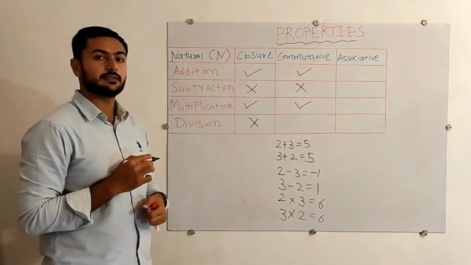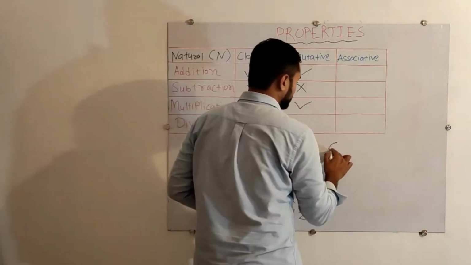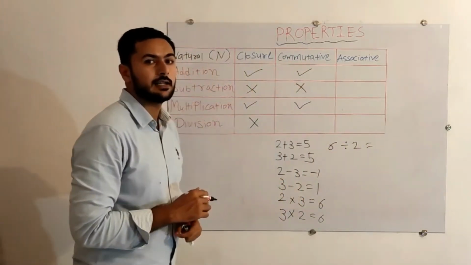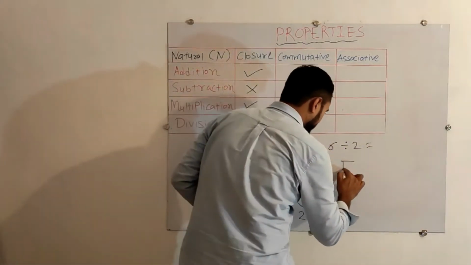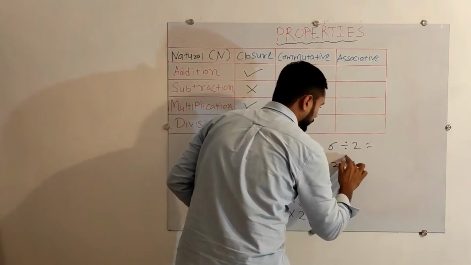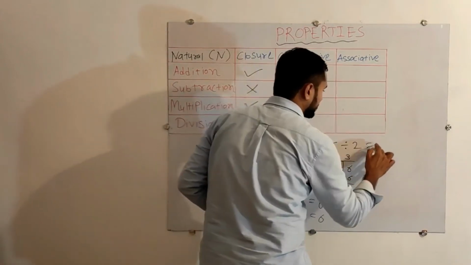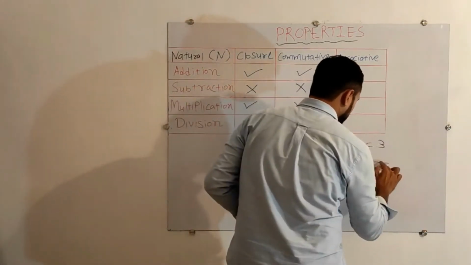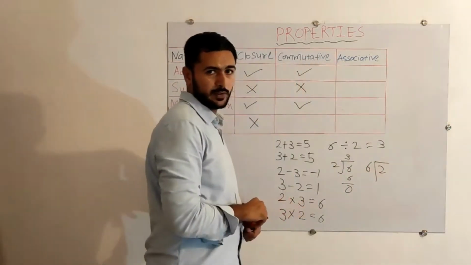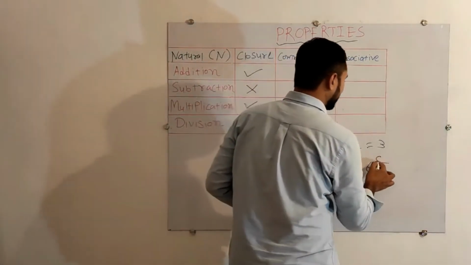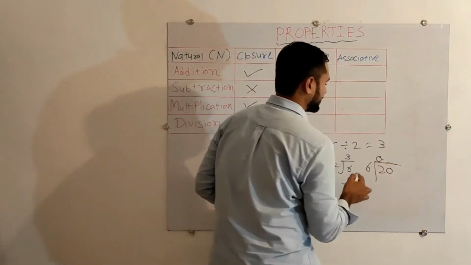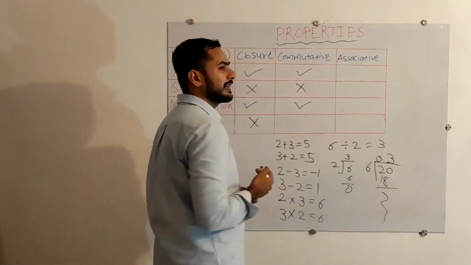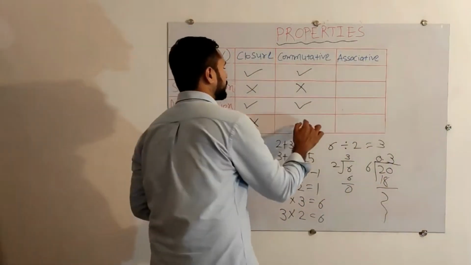Now division. If I do 6 divided by 2, the answer will be 3. So 2 3s are 6 and remainder 0, that is 3. But if I do 2 divided by 6, what do we need to do? First of all, we take 0 and then a point, and we put it here. So 6 3s are 18. It means whatever I do, the answers are different. So it's not commutative.